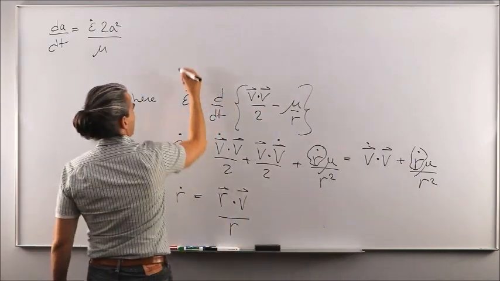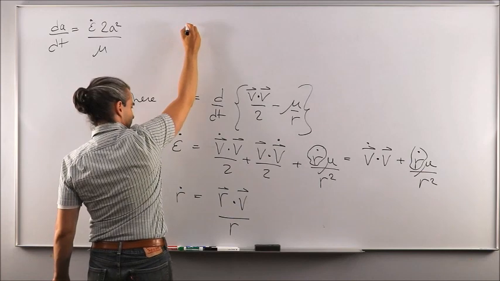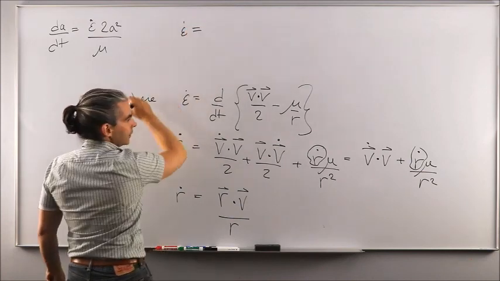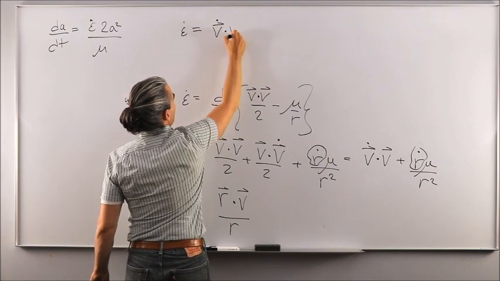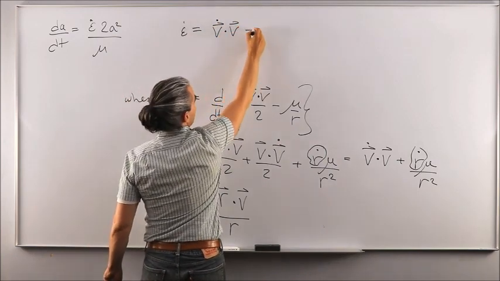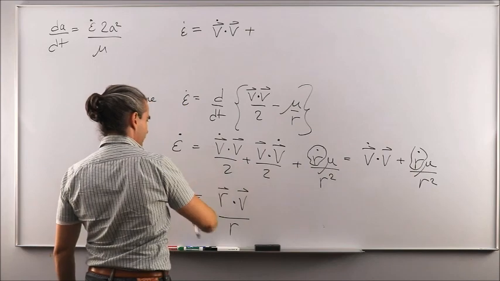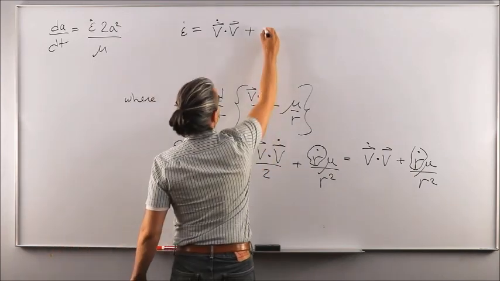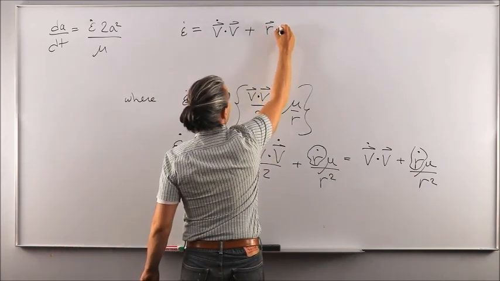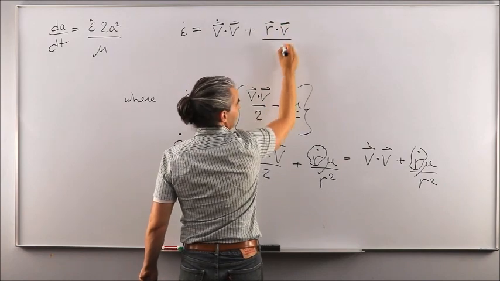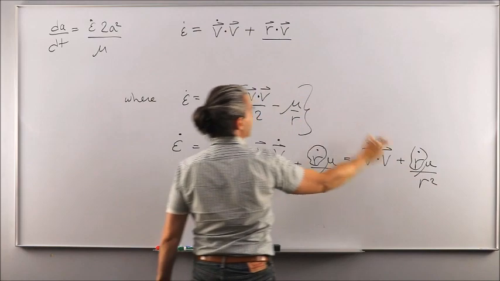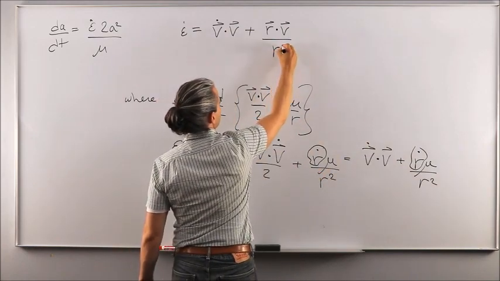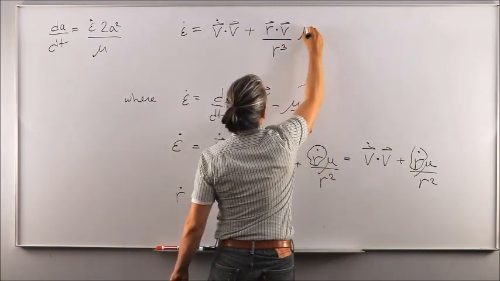Okay, now I am at a point where I have E dot equal to acceleration dot product velocity plus this, which is r dot product v over distance, but here was also over distance squared, so that becomes distance cubed times mu.